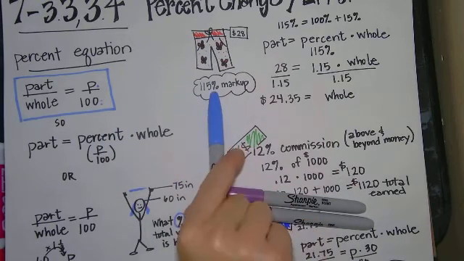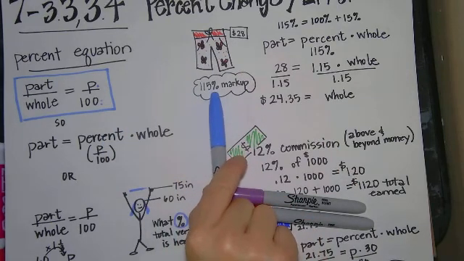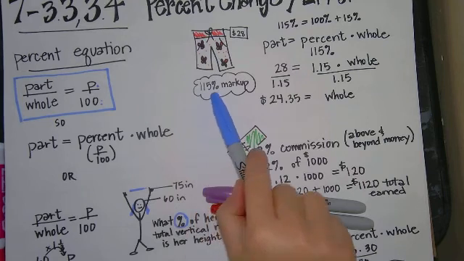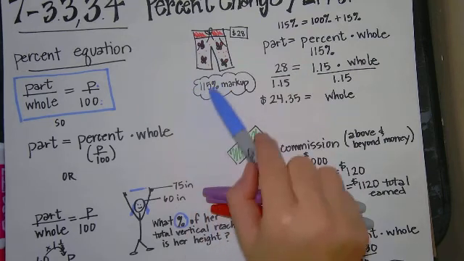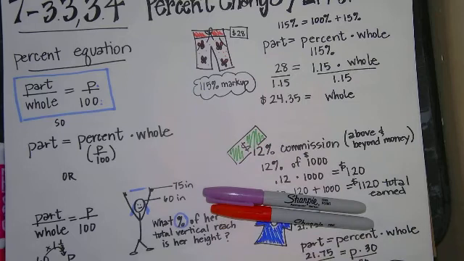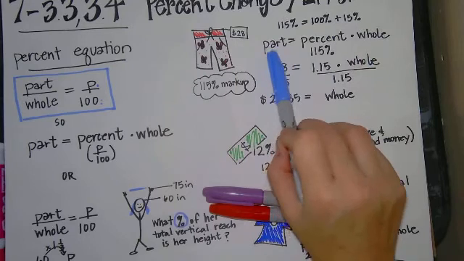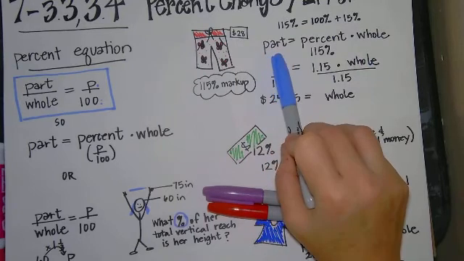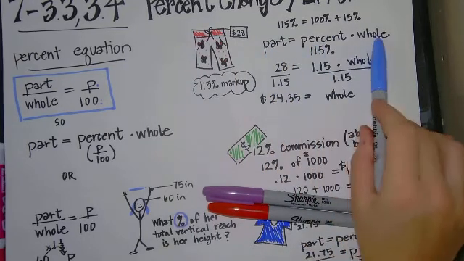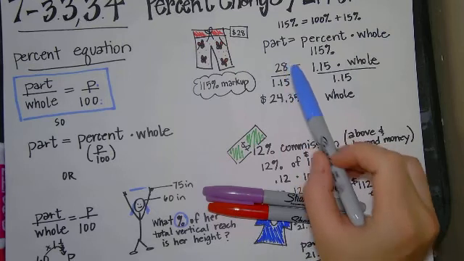So here's what we know. We know that the store owner always marks everything up at 115%. I don't think that's super common. A lot of times it's like bigger than that, like 150% or even 200%, you guys, but we're going to go with it. So we have our part. We're going to use that same equation. Our part equals our percent times our whole.